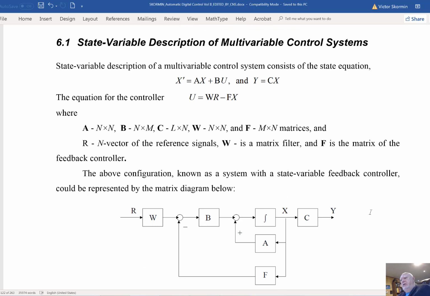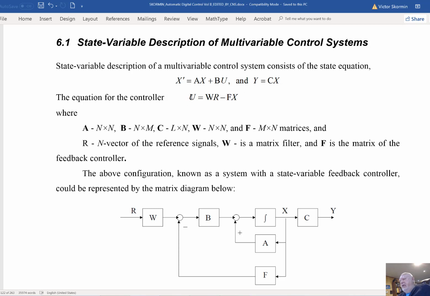We have to work on it. So, how the problem looks in the state space, in the matrix vector notation. This is the state equation of the system. This is the output equation of the system.